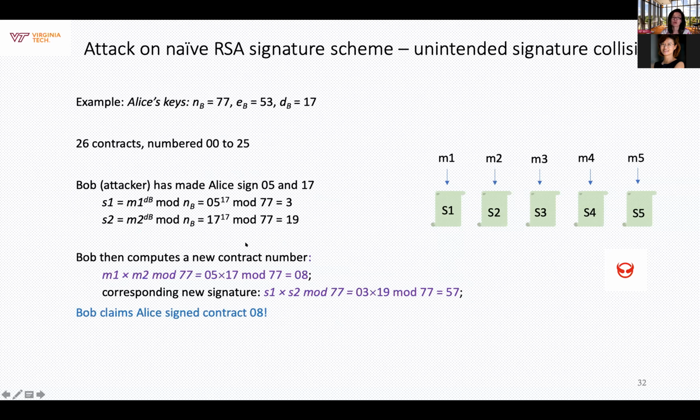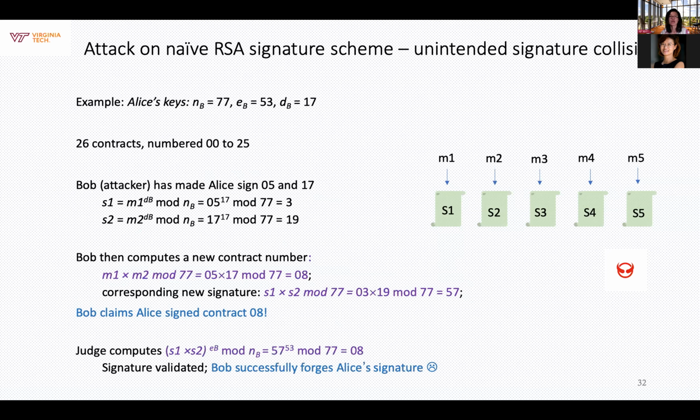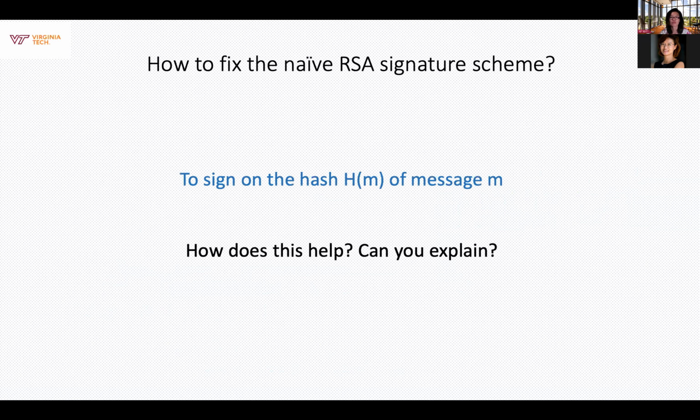So that's forging, and a forged signature is not good, because we said we want to have non-repudiation, that means deniability. You want to say, oh no, this is not something I signed. One way to fix this problem, the naive RSA signature scheme's problem, is to sign on the hash of the message instead of the message itself. Signing on the hash will disrupt the correlation between the original message and the signature.